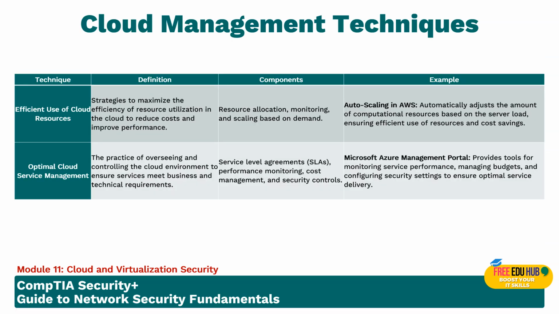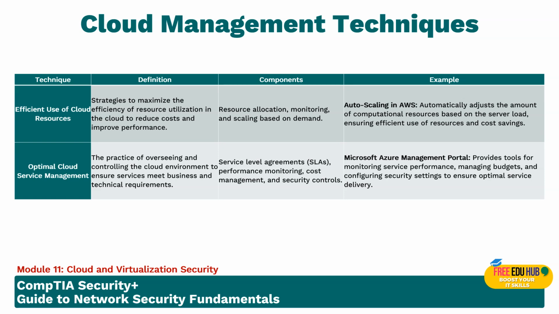After that, we have cloud management techniques. There are different cloud management techniques, but out of those, there are two which are very common: efficient use of cloud resources and optimal cloud service management. If we define it, it's the strategy to maximize efficiency and resource utilization in the cloud to reduce cost. The components could be resource allocation, monitoring, and scaling based on demand. Auto scaling in Amazon Web Services could be an example, which automatically adjusts the amount of computational resources based on the service load, ensuring proper use of resources and cost saving.